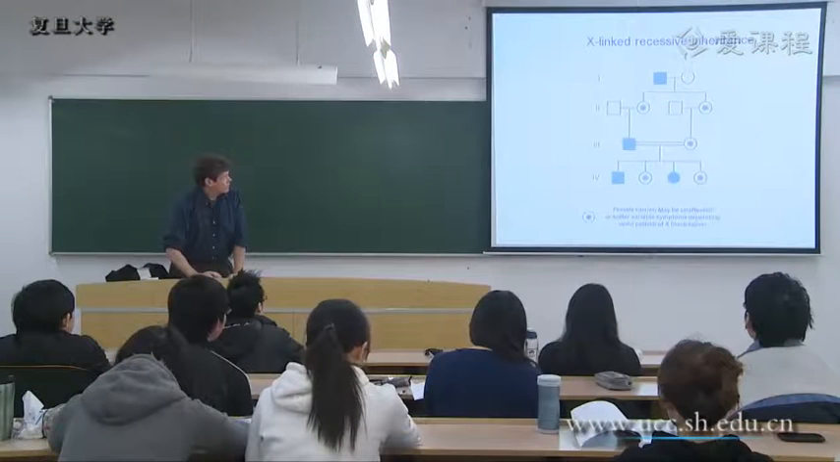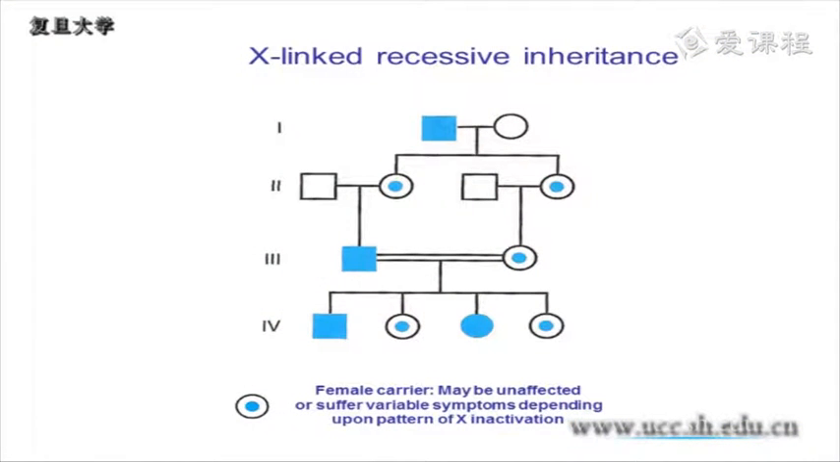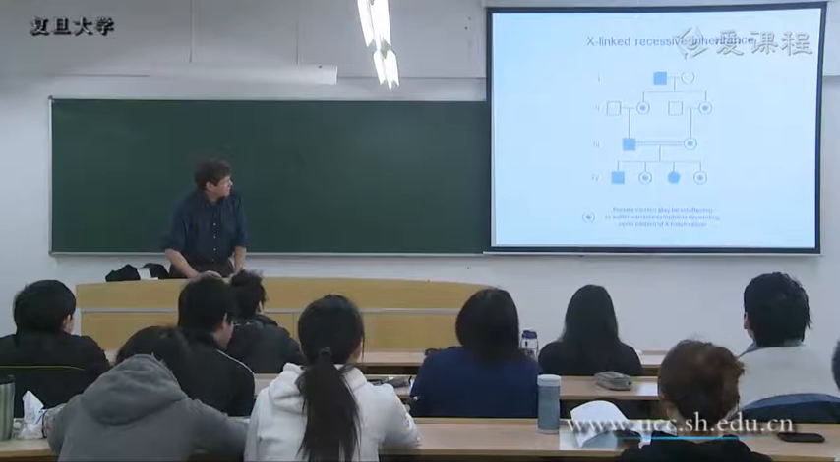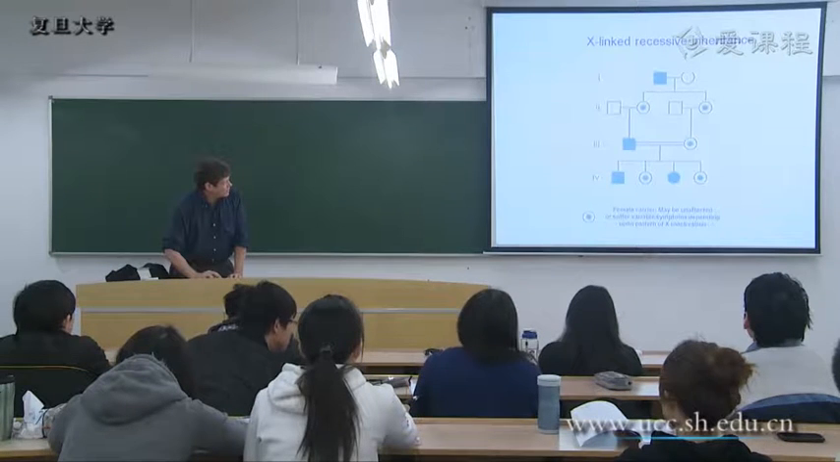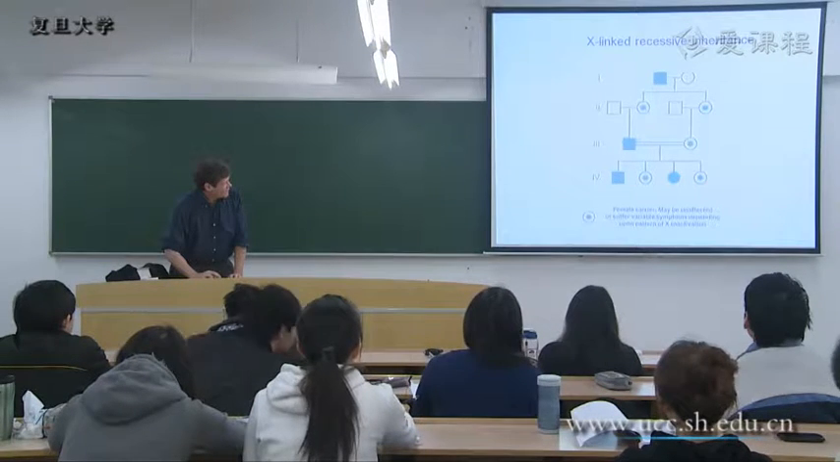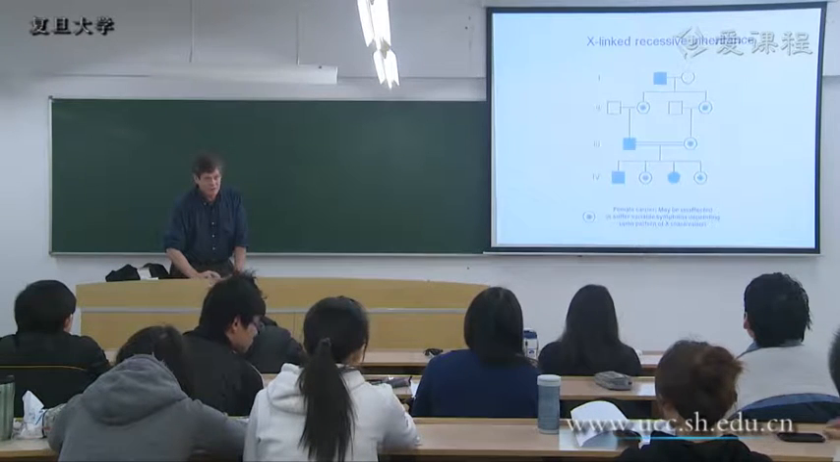Okay, so now another very common X-linked pattern is X recessive inheritance. And here, this individual is affected and is carrying the mutation. But if you look at this person's offspring, no one among the children here are expressing the disease.